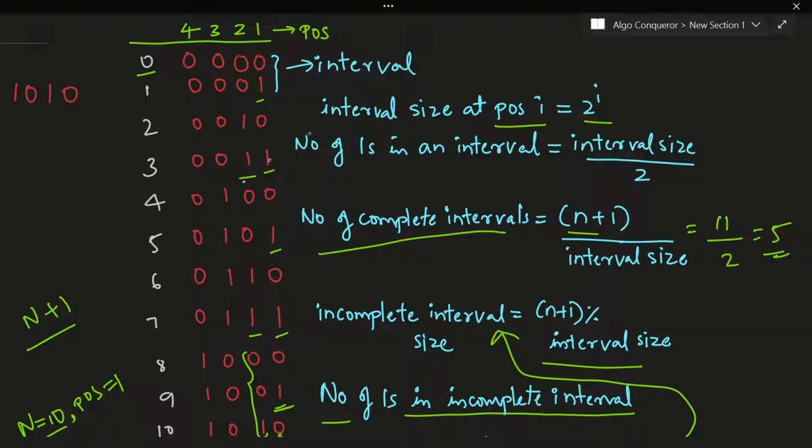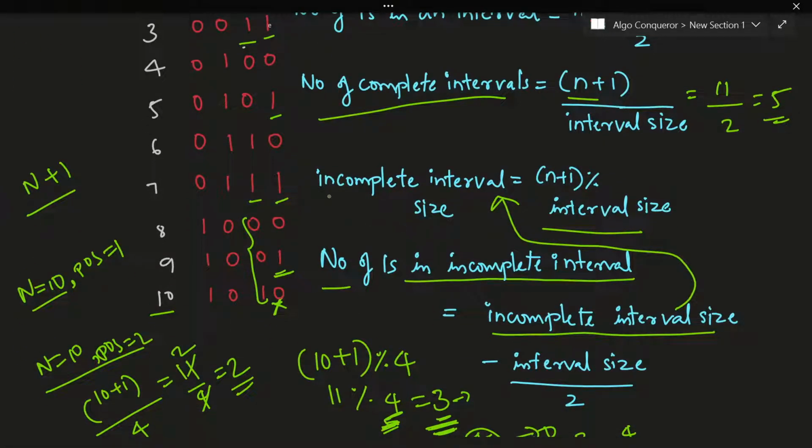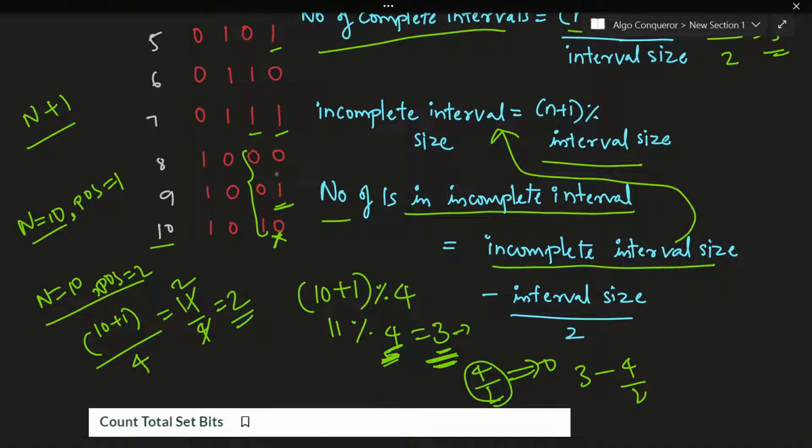We have first seen the interval size. How will we calculate the interval size for a particular position using this formula? And the number of ones in an interval will be interval size by 2. The number of complete intervals for a given n will be n plus 1 by interval size. That also we have seen. Now, the incomplete interval size is calculated using this formula. And the number of ones in an incomplete interval is calculated using this formula.